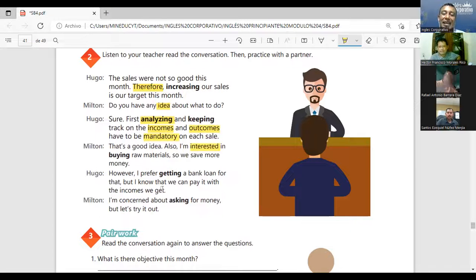Get, get. Bank loan, bank loan. Este es el préstamo en un banco, right? A bank loan. All right? And then, en esta que sí está un poco difícil, let's try it out. Let's try it out. Okay? Very good. Now let's check the answers for the questions you have.